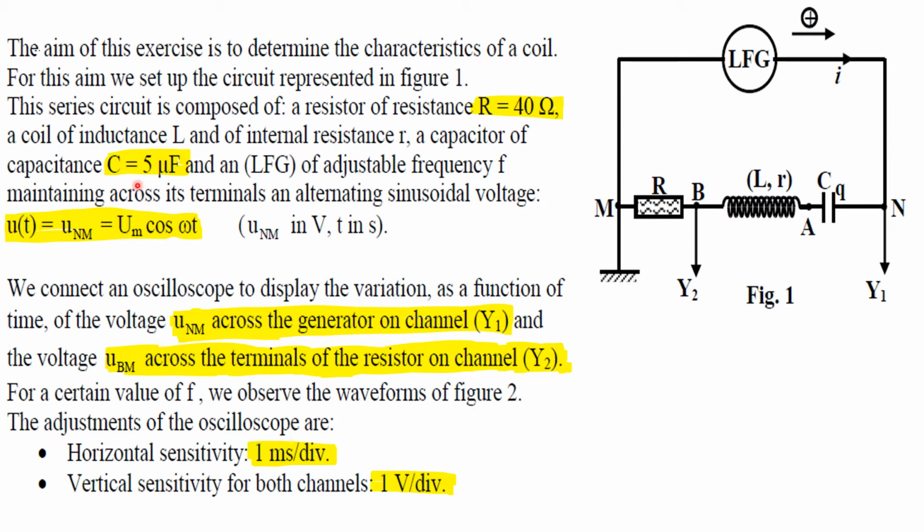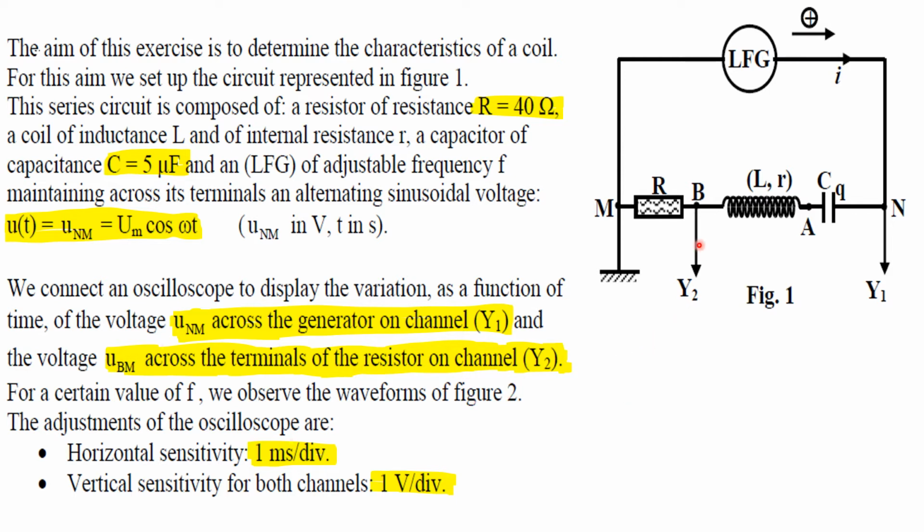F, a low frequency generator, maintaining across its terminals an alternating sinusoidal voltage, with the expression of voltage u equals UM cosine omega t. Now, we connect an oscilloscope to display the variation as a function of time of UNM across channel Y1. So Y1 measures UNM, the voltage of the generator, and the voltage UBM across the terminals of the resistor on channel 2.